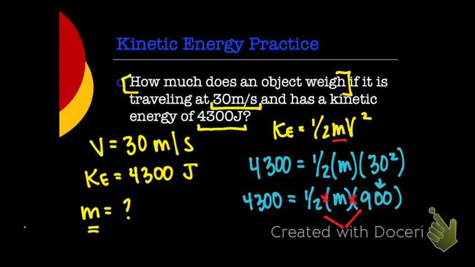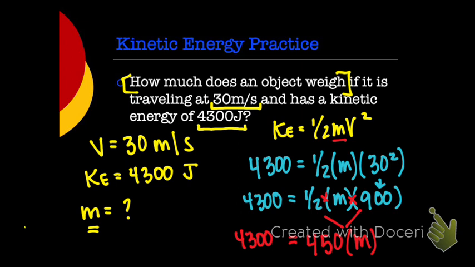We agree? It would just be like if it said 2 times x times 4, right? I would want to take my 2 and my 4 and multiply them together. So I'm going to do that. 900 times 0.5 gives me 450 still times m equals 4,300. Are we clear with how that math came through?